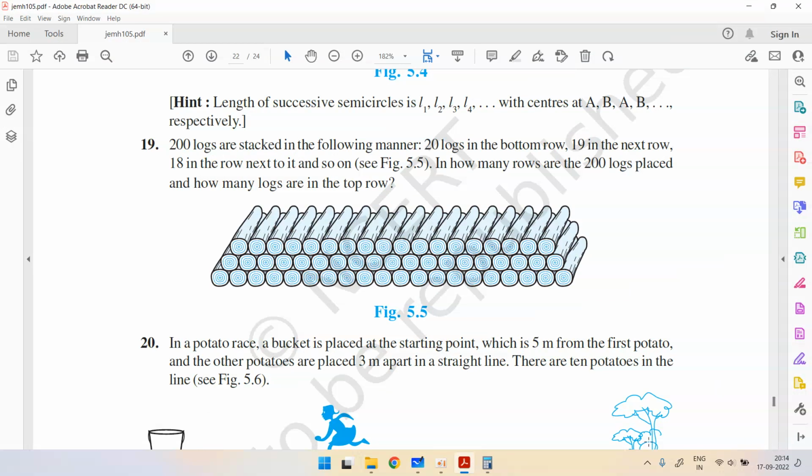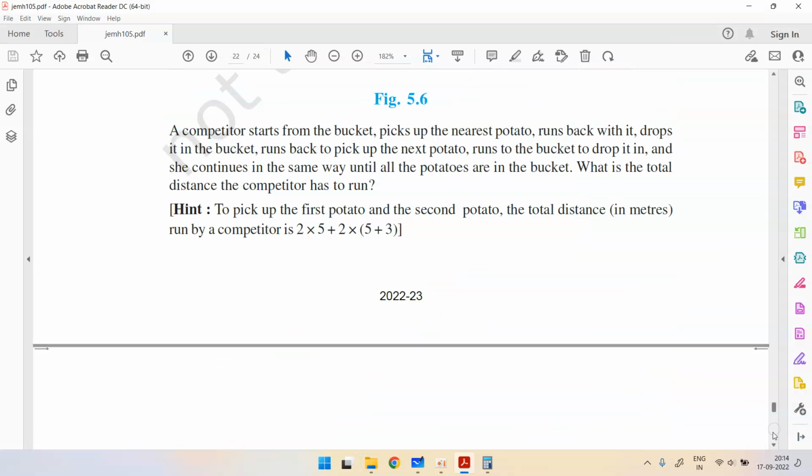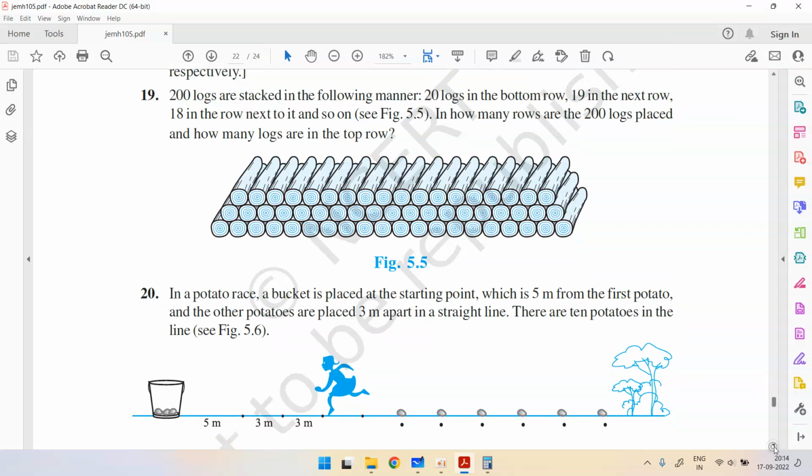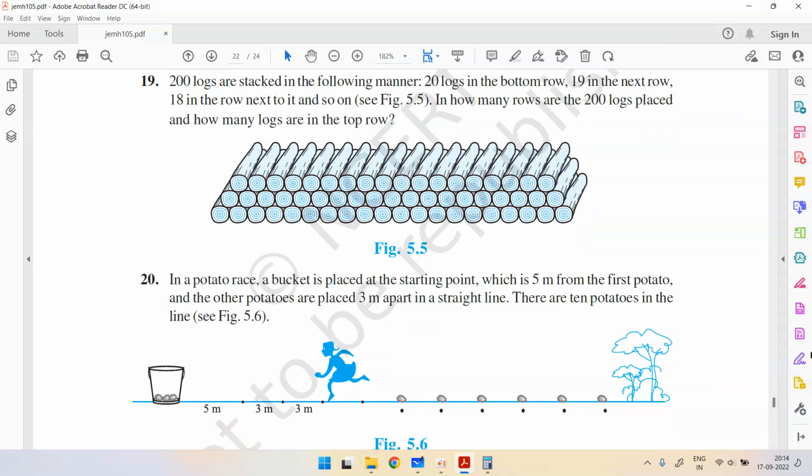Now, this was my question number 19. Now the final one is question number 20. Question 20 says that in a potato race, a bucket is placed at the starting point, which is 5 meters from the first potato. Another potato is placed 3 meters apart in a straight line. There are 10 potatoes in the line.